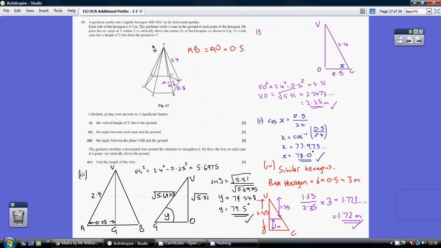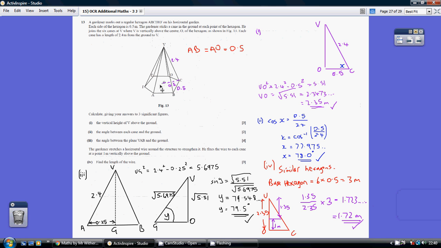Now I think a really significant point of this question is appreciating how a hexagon works. We're told that the length AB and BC and CD and so on is 0.5, but you've got to appreciate that's also the length OC or OB, because OCB is an equilateral triangle, as is AOB, etc. All those lengths are 0.5. So once you've cracked that, I think this is fairly straightforward.